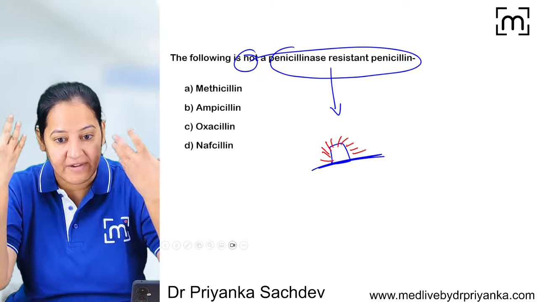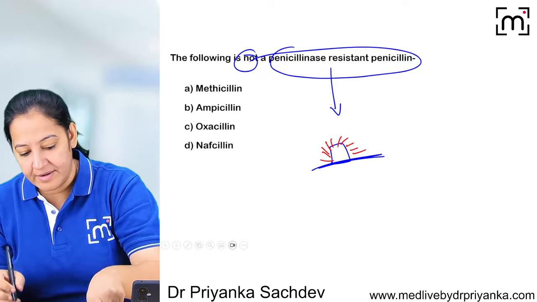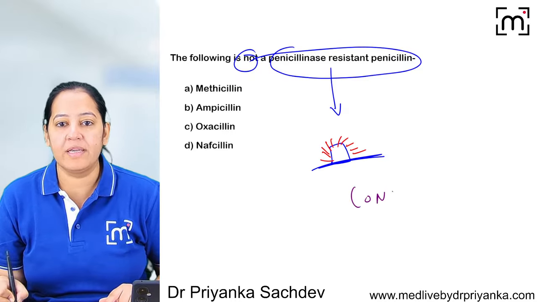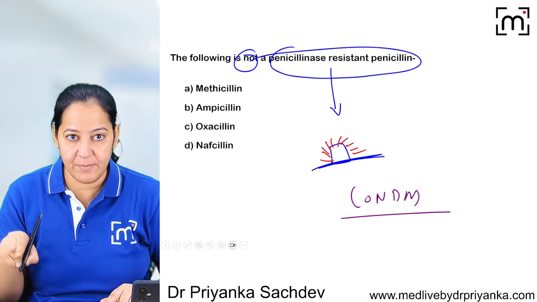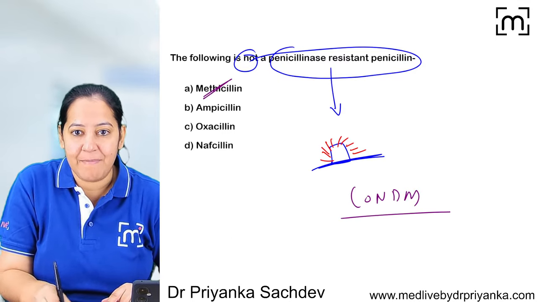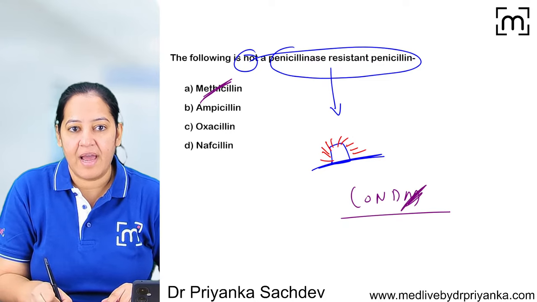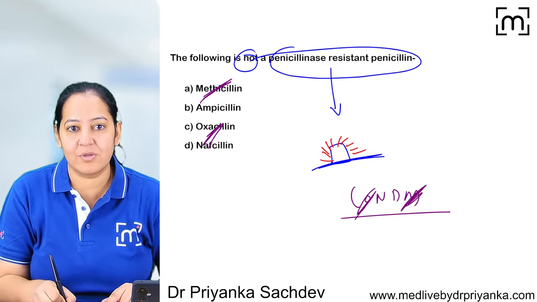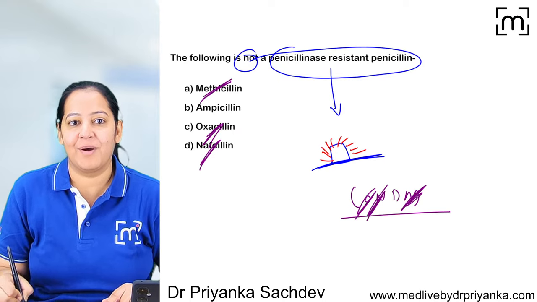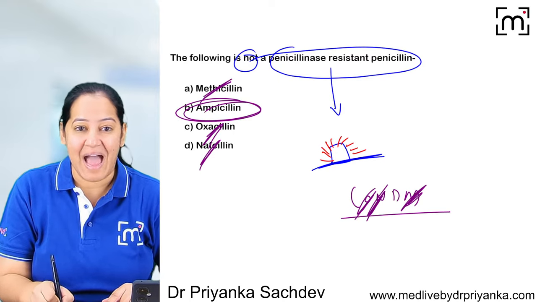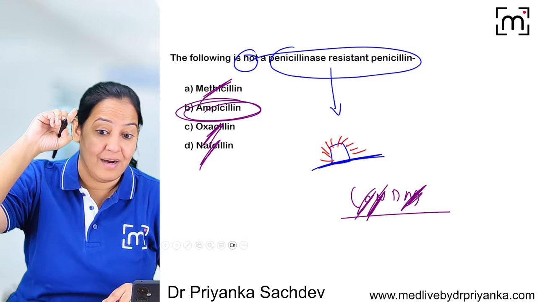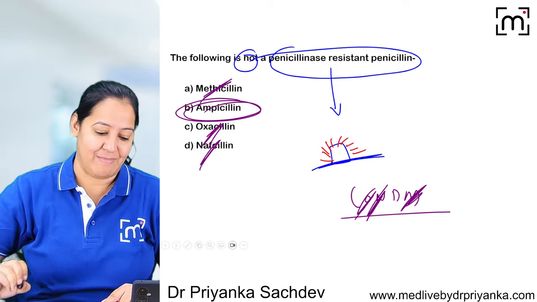They have a ghungar, a cover, so that the enzyme does not recognize them. The mnemonic is CONDOM. So what is not coming in this mnemonic? I guess you can see methicillin is coming here. Oxacillin is also coming, and nafcillin is also coming. But ampicillin is not coming. Ampicillin is AACT MAP. It is coming in extended spectrum.